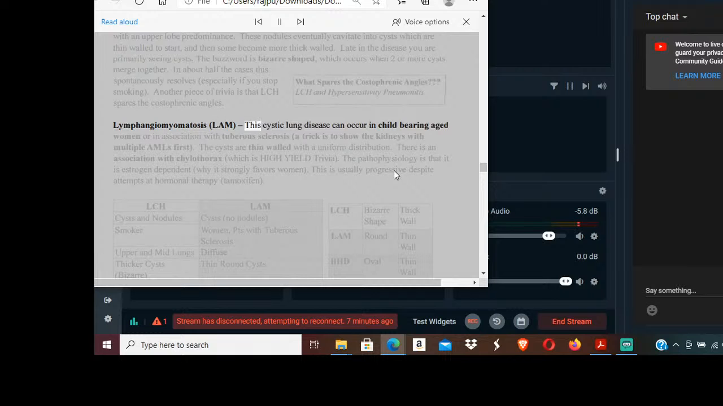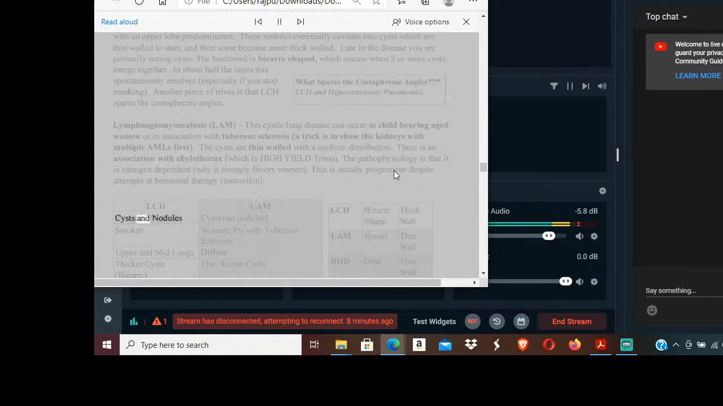Lymphangiomyomatosis, LAM. This cystic lung disease can occur in childbearing aged women or in association with tuberous sclerosis. A trick is to show the kidneys with multiple AMLs first. The cysts are thin-walled with a uniform distribution. There is an association with chylothorax, which is high-yield trivia. The pathophysiology is that it is estrogen-dependent, which is why it strongly favors women. This is usually progressive despite attempts at hormonal therapy, tamoxifen.